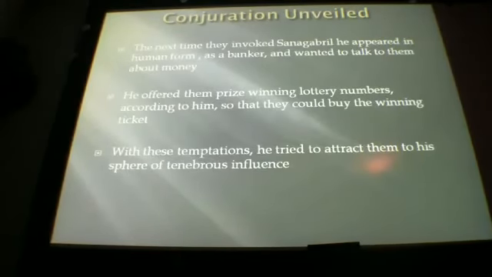So the next time, they cowboyed up, and the next time they invoked Santa Gabriel, he appeared in human form as a banker and wanted to talk to them about money. He offered them prize-winning lottery numbers, according to him, so that they could buy the winning ticket. With these temptations, he tried to attract them to his sphere of tenebrous influence, that sphere of materialism, being attached to material. We've talked before about how money is neutral, neither good nor bad. But here he's trying to influence them negatively. Take the money, just live easy, don't worry about all this invoking me and this weird stuff. Just go buy a yacht.